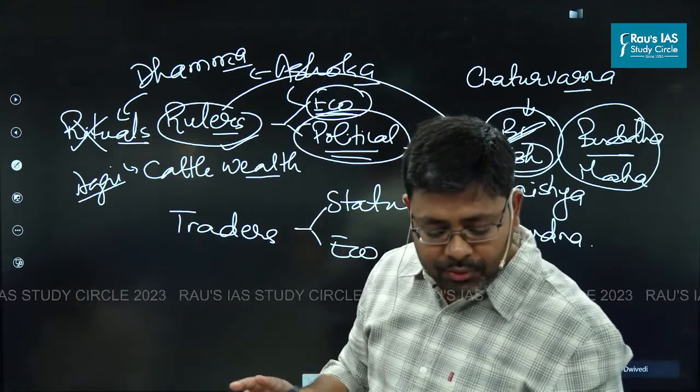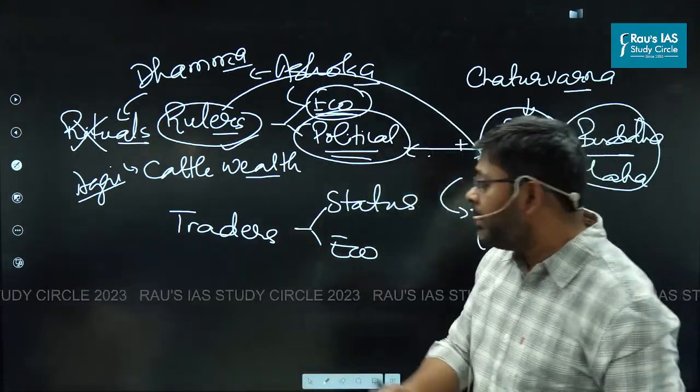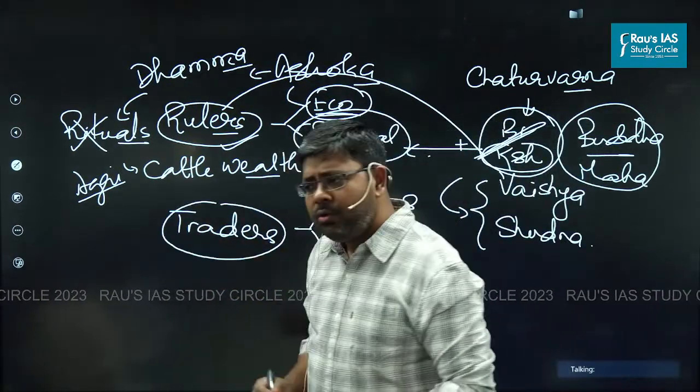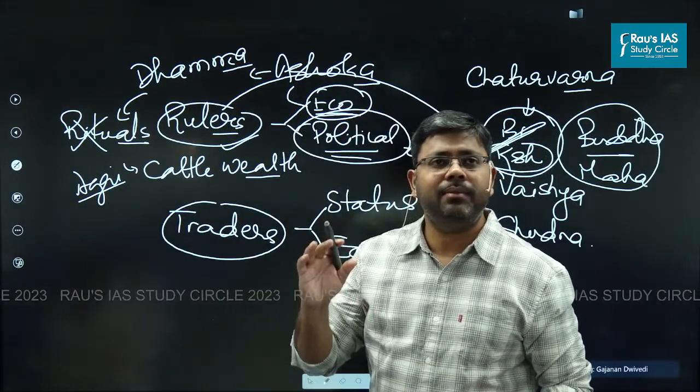Second angle of the question that we have to discuss: the trading class. Who were the trading class? The Vaishya. They were the main trading class.